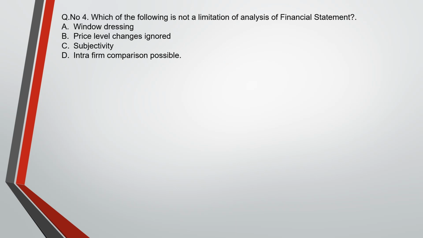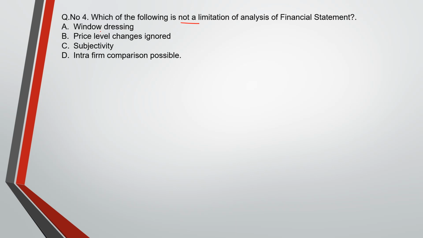Moving on to the next question, the 4th one. Which of the following is not a limitation of analysis of financial statement? Again, this is not a limitation. So, out of the 4, 3 are limitations, 1 is not a limitation. So, let us see the 4 options. A, window dressing. B, price level changes ignored. C, subjectivity, and D is intra-firm comparison possible.